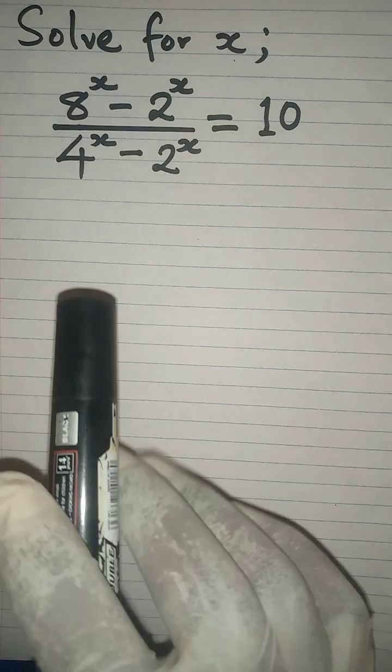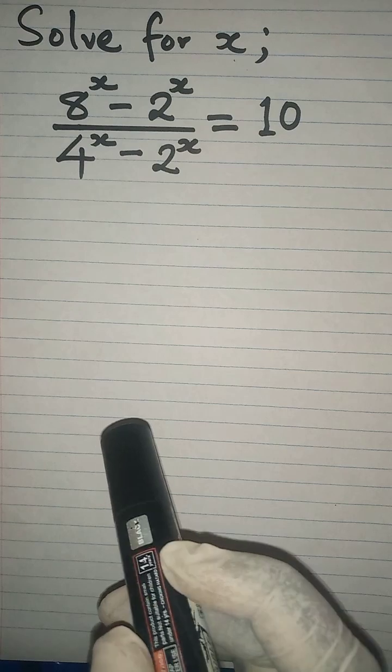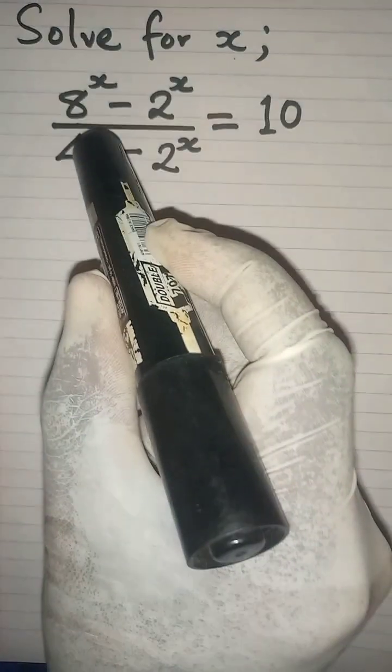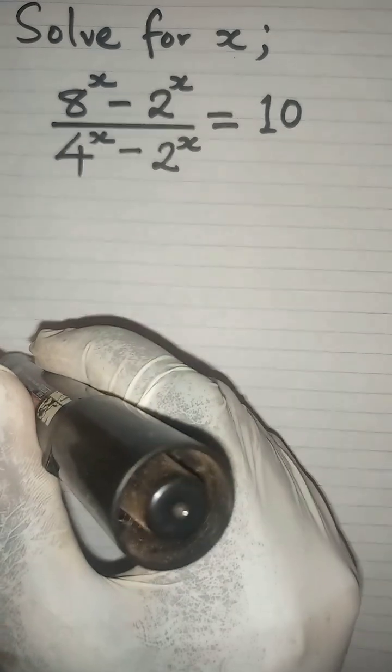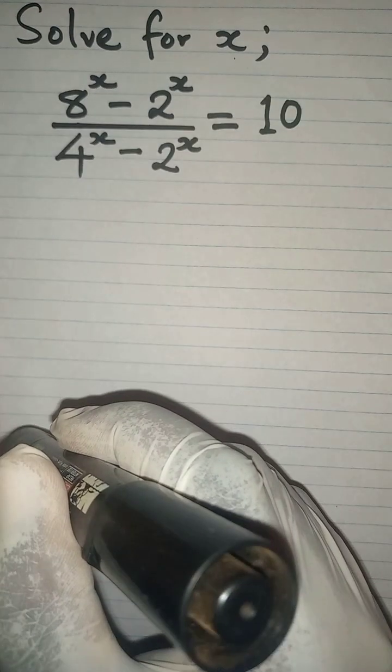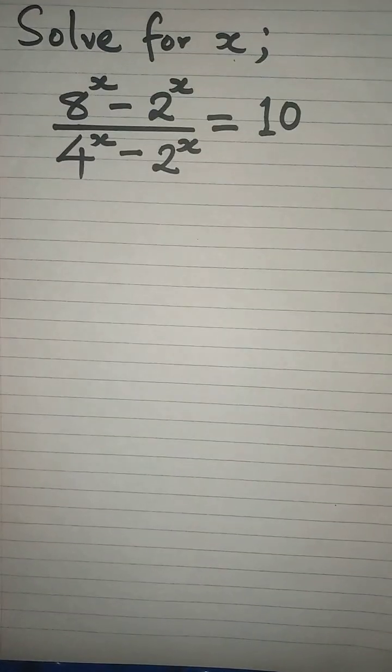I'm being told to solve for the value of x in 8 raised to x minus 2 raised to x, divided by 4 raised to x minus 2 raised to x, is equal to 10. So this is a typical exponential or index equation where we are required to find the value of x.